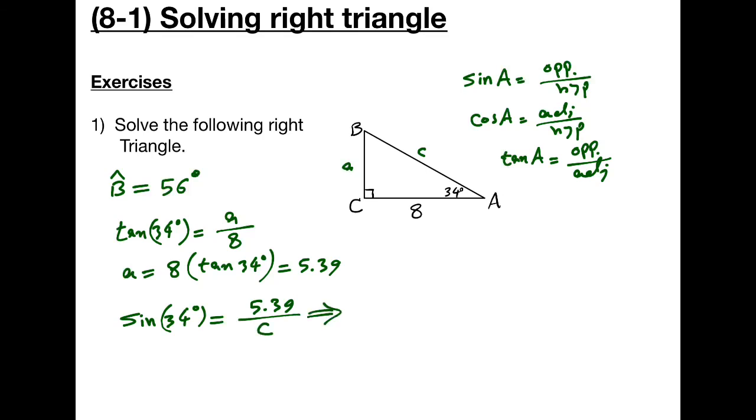So let's cross product. So c equals 5.39 divided by sine of 34 degrees. And now you have to use a calculator to get 9.64. So that's an approximate answer to the length of hypotenuse in this example.